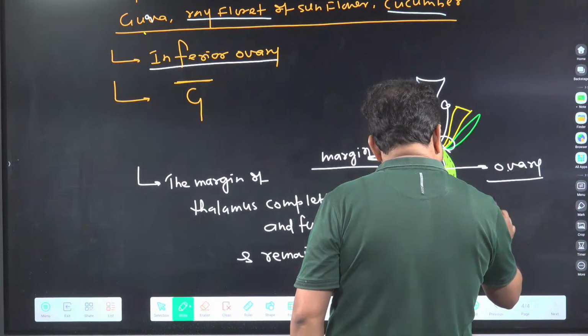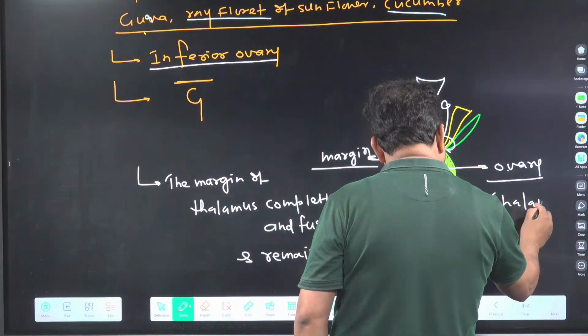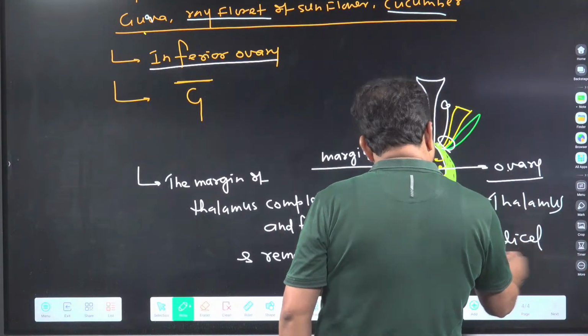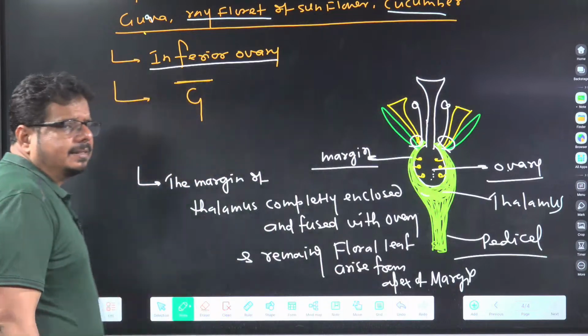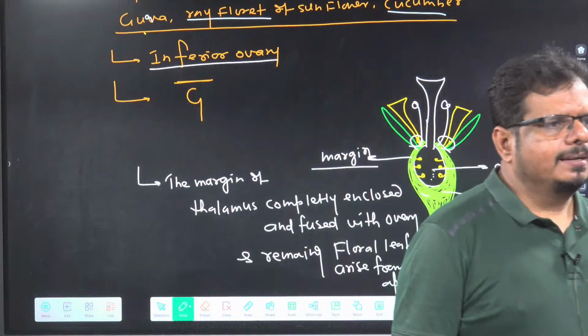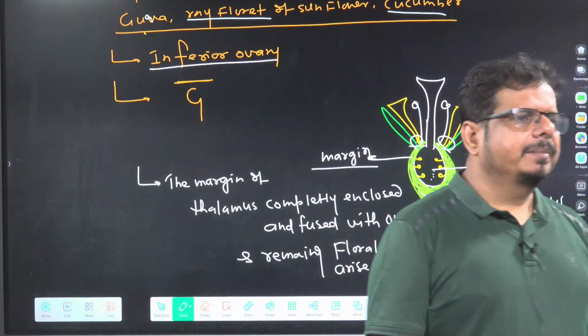This is thalamus. The overall structure is thalamus, and this is the margin of thalamus. This is pedicel. Picture came? So which condition is this? Epigynous condition. It is over. So I hope you understand this classification. Clarity came in the mind?